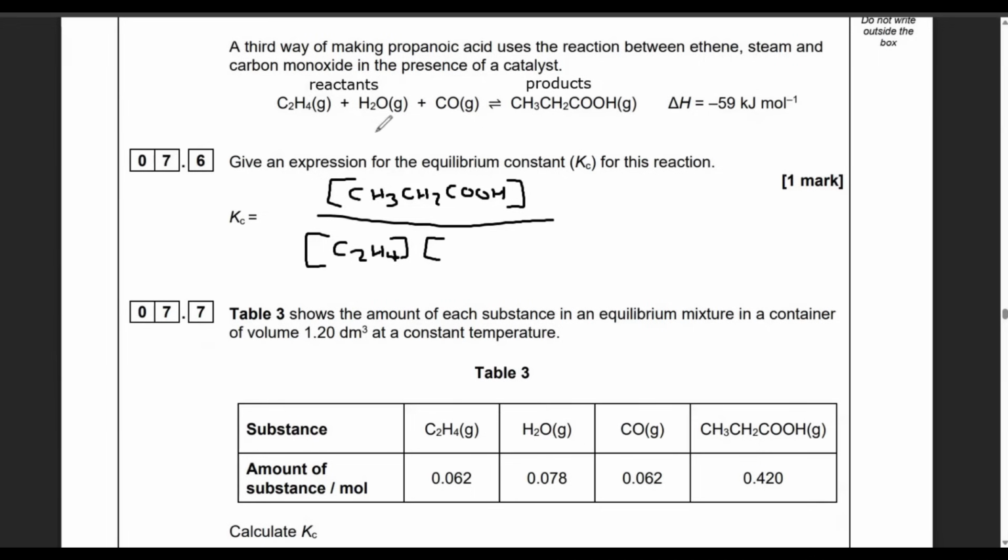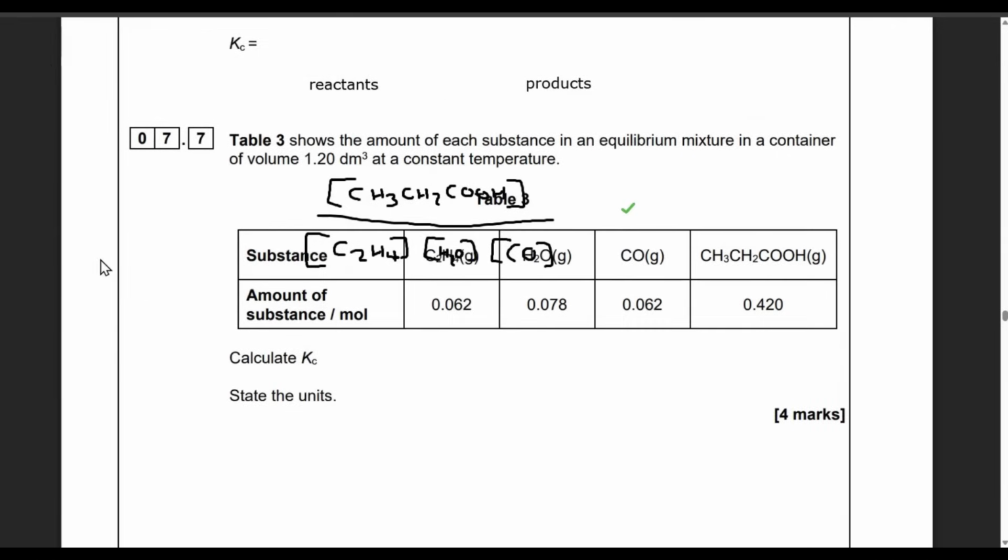Basically, they're all just one molecule of each. So we've got C2H4, H2O, and CO underneath, all in square brackets, not round brackets. We're doing Kc here. If it was Kp, you'd use round brackets. You don't use square brackets. And that is going to get you a mark. Boom! Okay, let's zing down to 7.1.